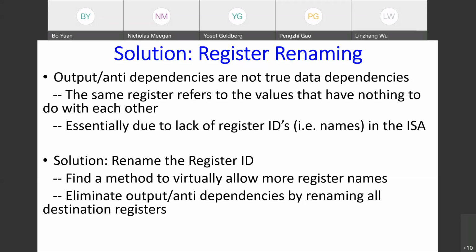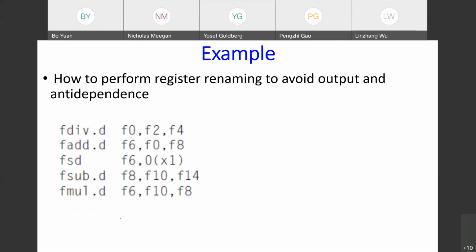And one general solution is that we can rename the register ID. More specifically, we need to find a method to allow more register names, and then we can eliminate those dependencies by renaming the destination registers. Maybe you think it's very abstract, so let's take a look at this very simple example.